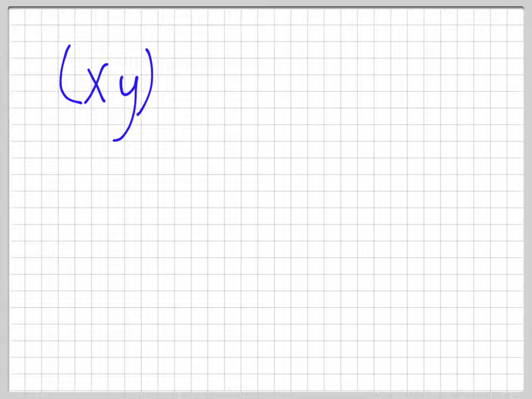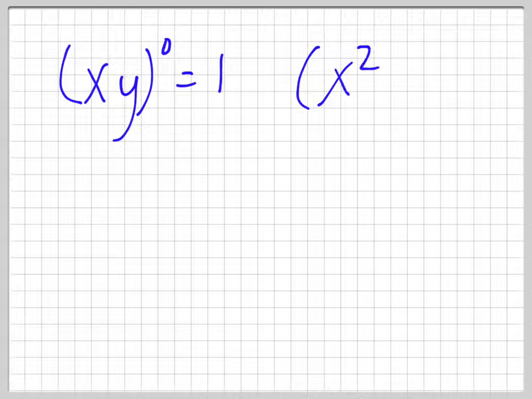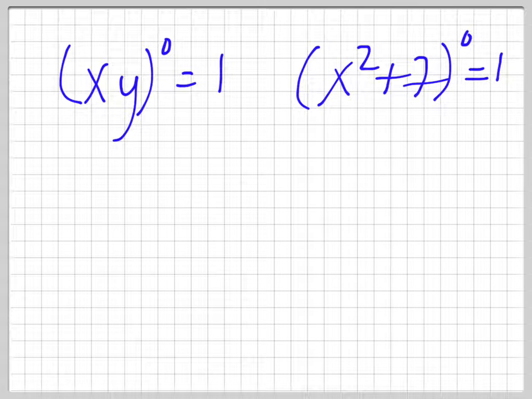So let's do some more examples. XY to the 0 is 1. X squared plus 7 to the 0 is 1. So now, there are a couple of confusing things that might happen. So that rule in general works pretty easily.